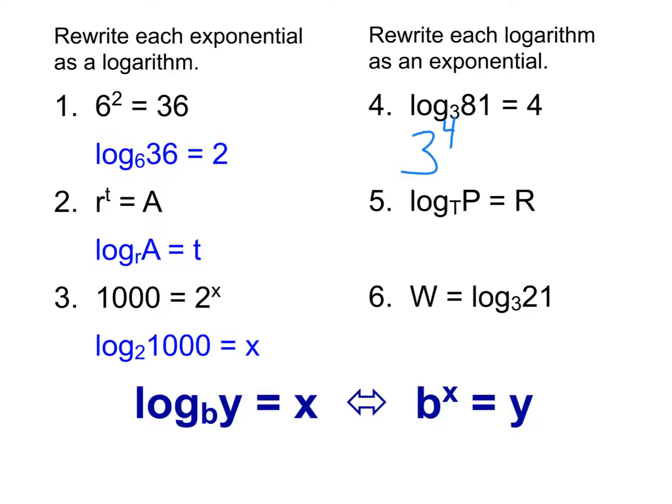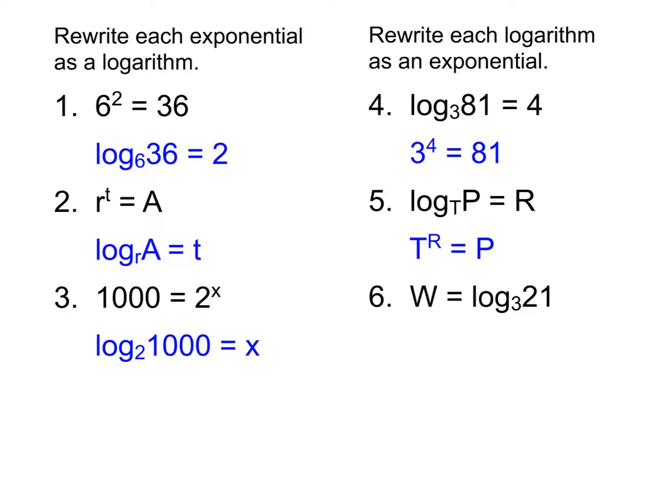So we got 3 to the 4th equals, well, it's got to be the 81, doesn't it? So number 4, 3 to the 4th equals 81. Number 5, same thing, just with letters, not numbers this time. The base is t. Log equals r, so that's going to be my exponent. So t to the r must equal p.